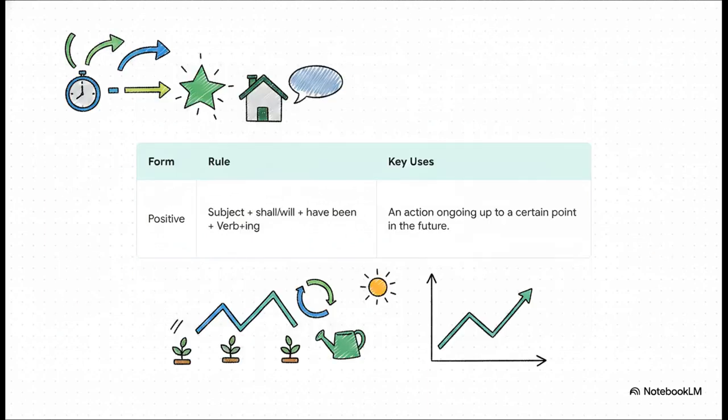And here we are, our final tense, the future perfect continuous. Now, this one's a little more advanced, I'll admit, but it's all about focusing on the duration of an action that leads up to a specific point in the future. For example, by the time you arrive, I will have been waiting for an hour. It emphasizes that whole hour of waiting.